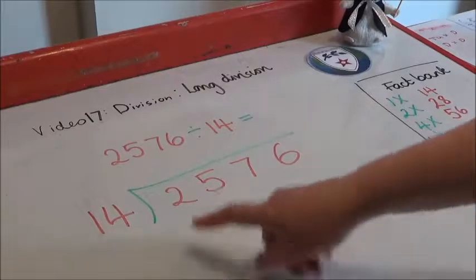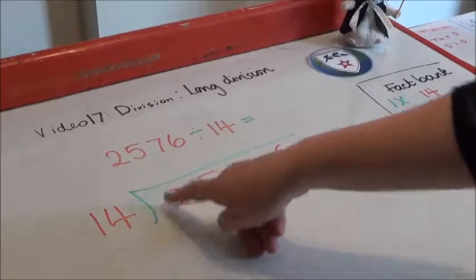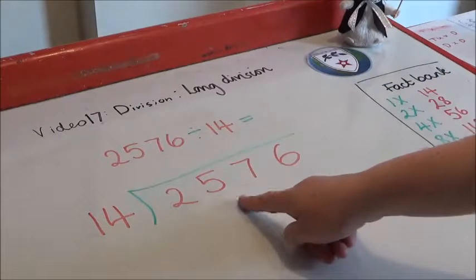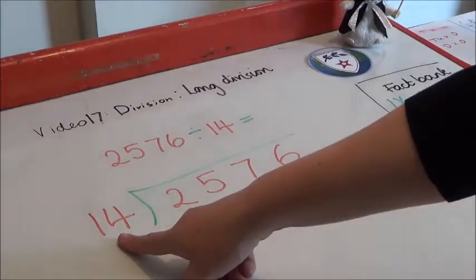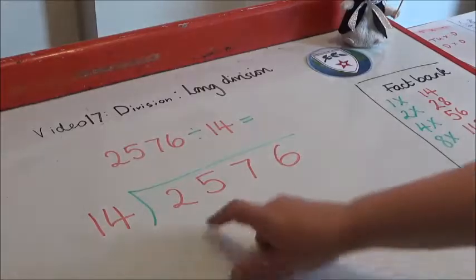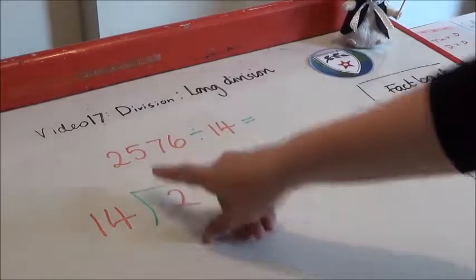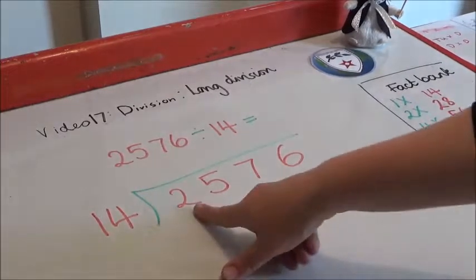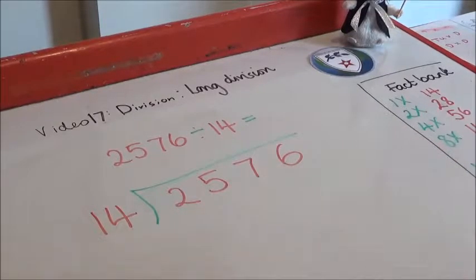So we set out long division just like we've done with the bus stop. We put a long bus stop over our thousands, hundreds, tens and units number, and we say that we're dividing it into groups of 14. First of all, this initial number is always going to be 0. How many groups of 14 can we get from 2? It's going to be 0.